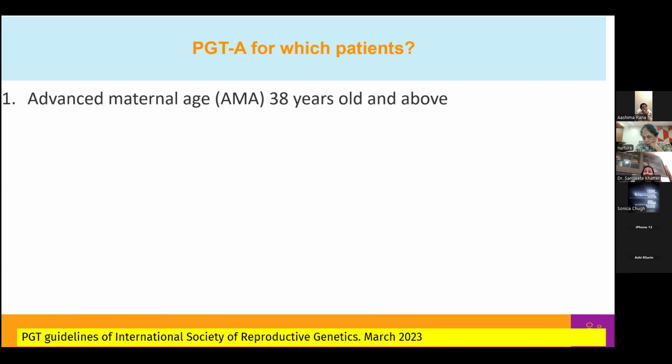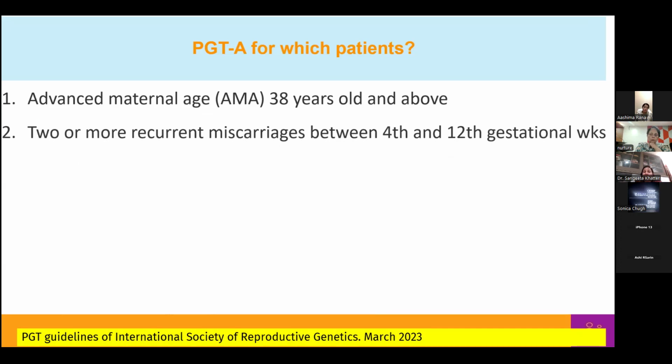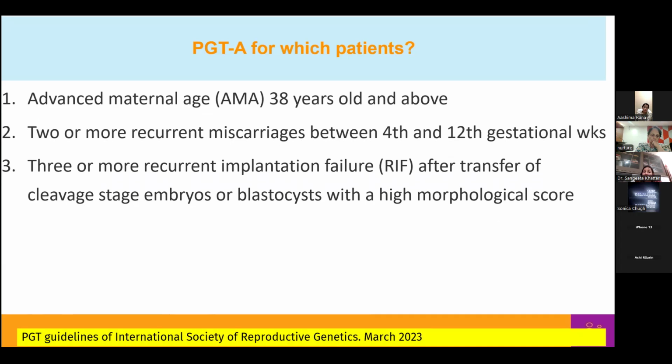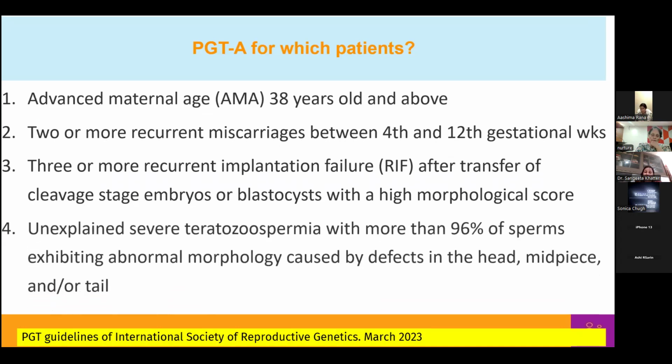Advanced maternal age, 38 years old and above; 2 or more recurrent miscarriages between the 4th and 12th gestational weeks; 3 or more recurrent implantation failures after transfer of cleavage stage embryos or blastocysts with a high morphological score; unexplained severe teratozoospermia with more than 96% of sperm exhibiting abnormal morphology caused by defects in the head, midpiece, and/or tail. So these are the specific indications for PGT-A.